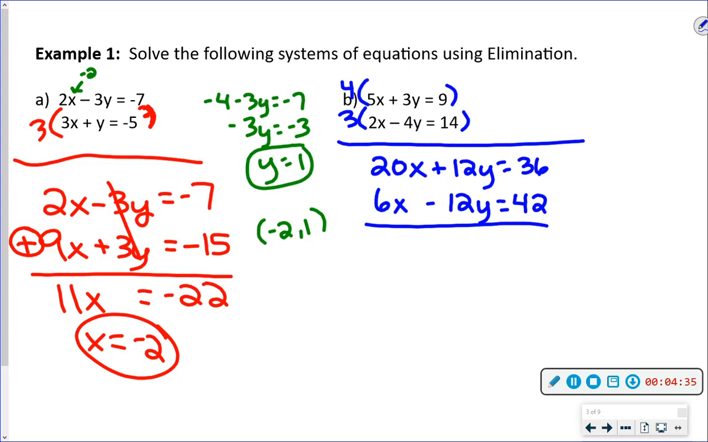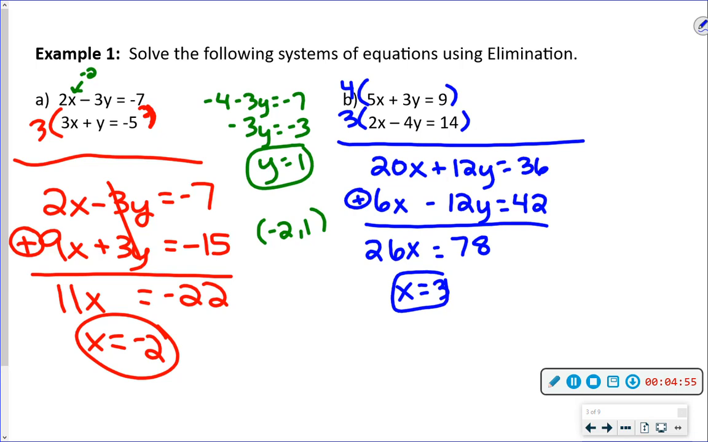I mean, you combine the like terms, really. So we're going to have 26x, 36 plus 42. Mental math it. What do you got? You can mental math it. He's so for real. X is 3. Oh my gosh.